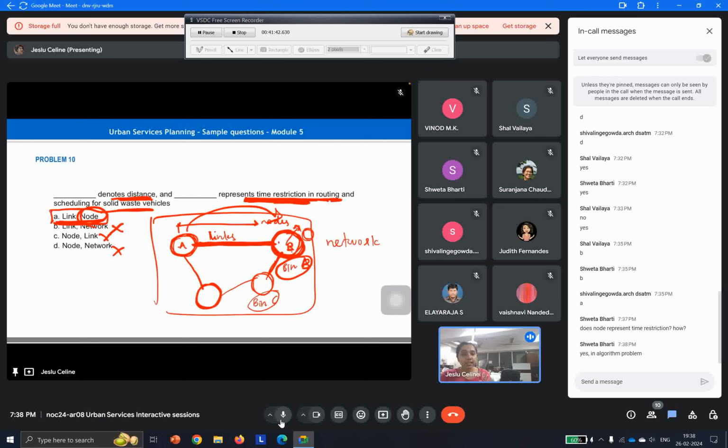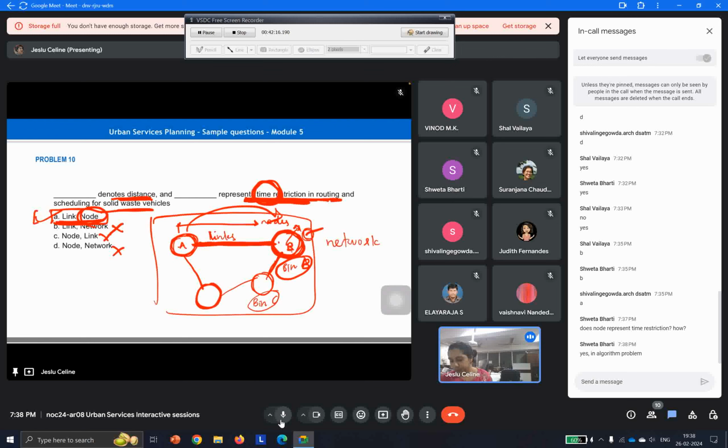But if you specifically ask, does it represent the time restriction? No, it doesn't. But when we're doing an algorithm, we always put it at the node. So a node can be an answer. In this one, we're going by the best answer. The definition of node is not a region which denotes the time restriction. Node is a specific region, and a link is what connects different nodes. So your doubt is very much valid, but for this, the answer is link and node.